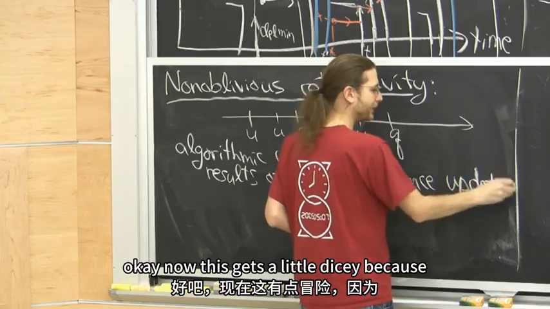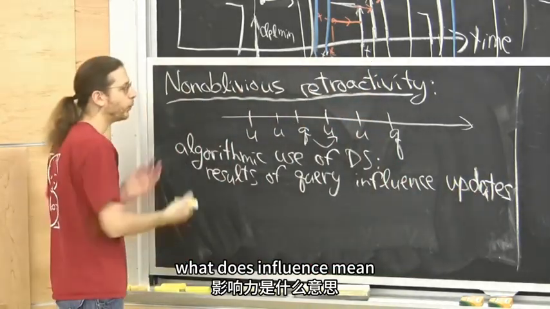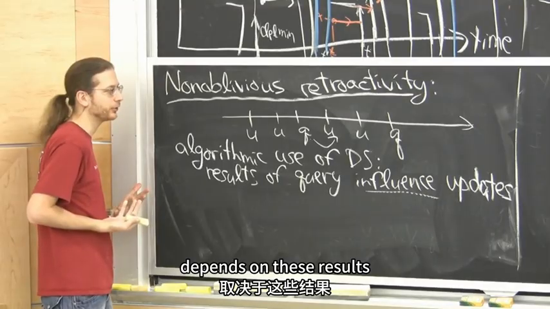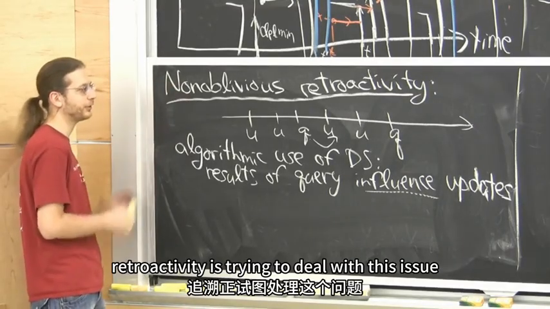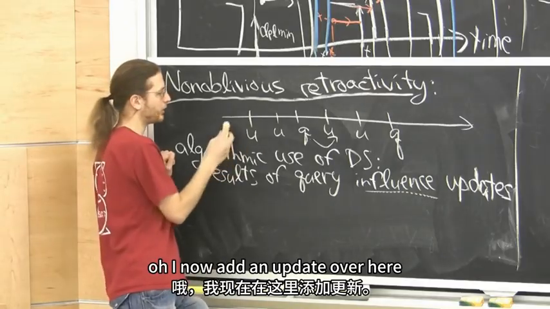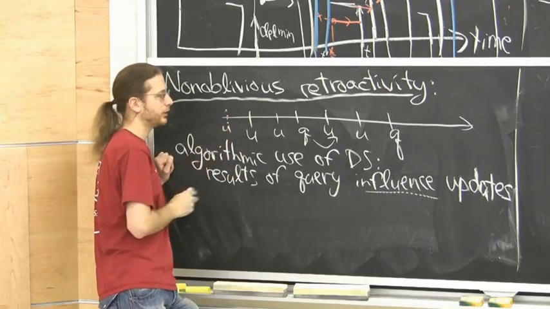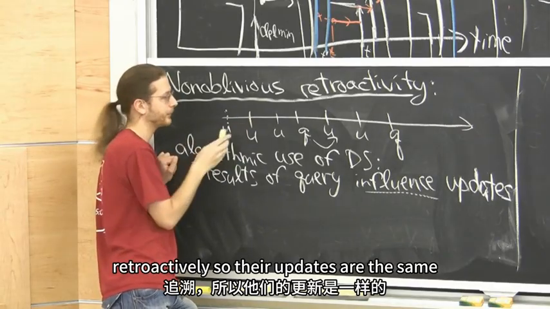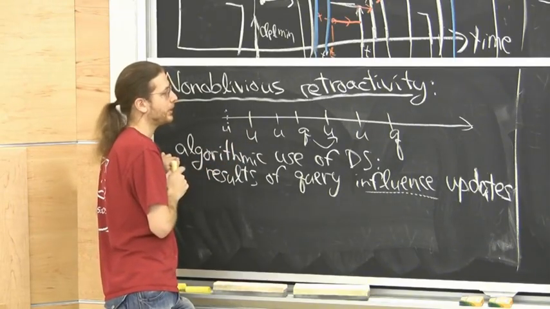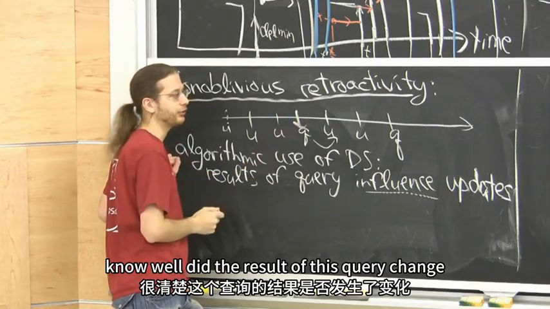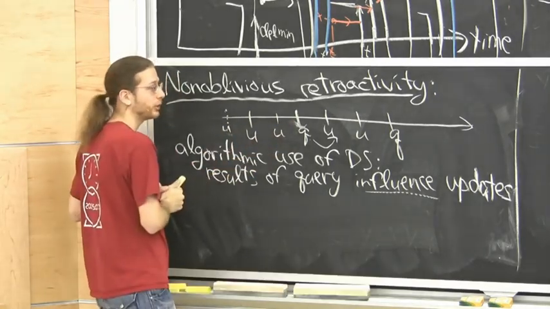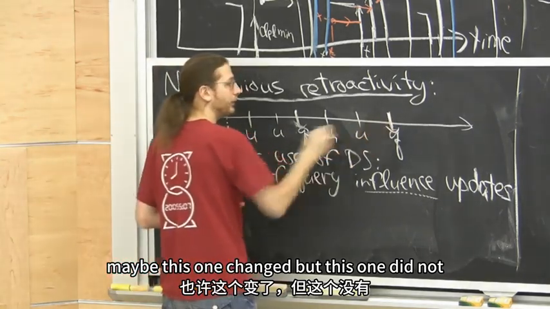Now this gets a little dicey because what does influence mean? We don't know, because the user somehow depends on these results. But non-oblivious retroactivity is trying to deal with this issue. Can we get something reasonable? So what we'd like to do is say, I now add an update over here retroactively. You can retroactively insert and delete updates and queries now. I'd like to know, did the result of this query change? Maybe you can show at the data structure level we can tell, did that query result change? Maybe this one changed, but this one did not.